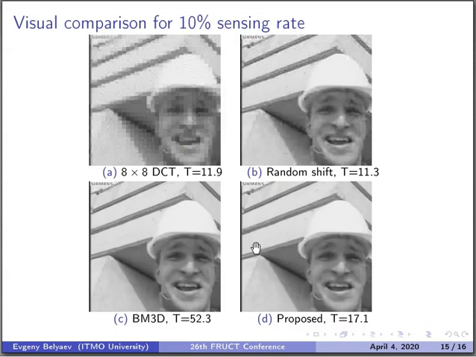And this image corresponds to the proposed method where we apply BM3D 10 times on average. And you can see that the quality of this image is quite close to BM3D, and it takes significantly less time for reconstruction. So we hope that the proposed approach could be attractive in real-life compressive sensing applications.